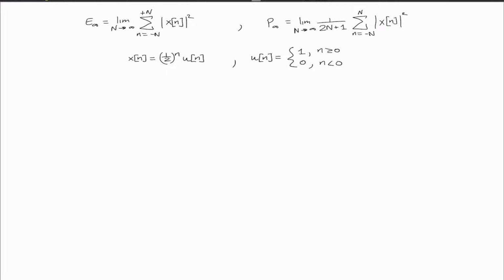Welcome back. In today's video, we want to find the energy and the average power of the signal x of n. The signal x of n involves the unit step function, which is 1 for n greater than or equal to 0, and 0 for n less than 0.